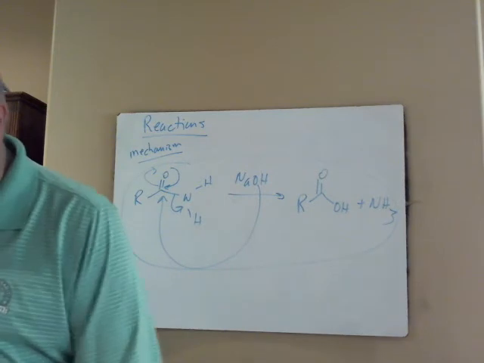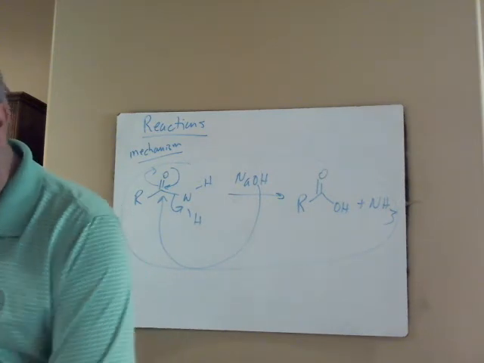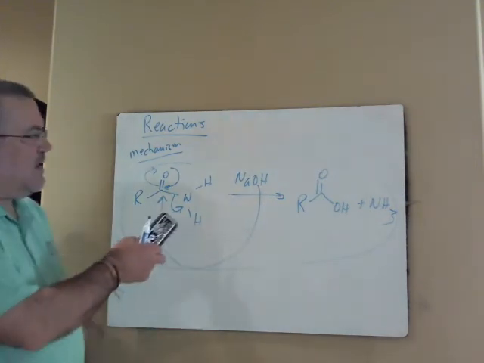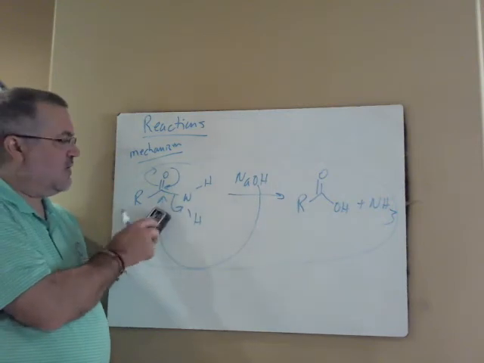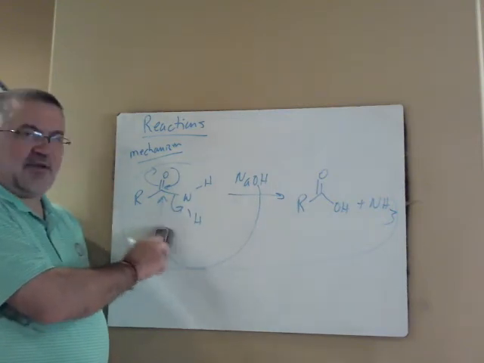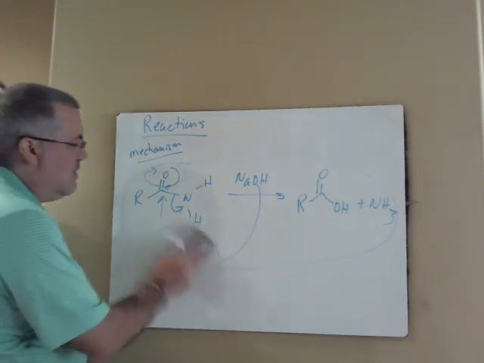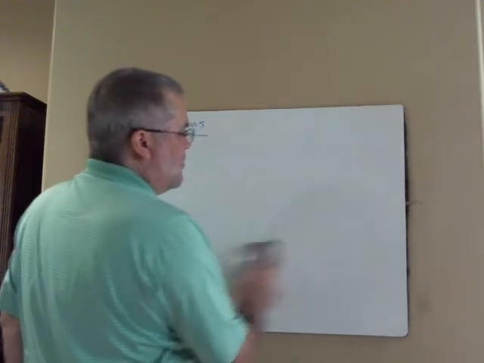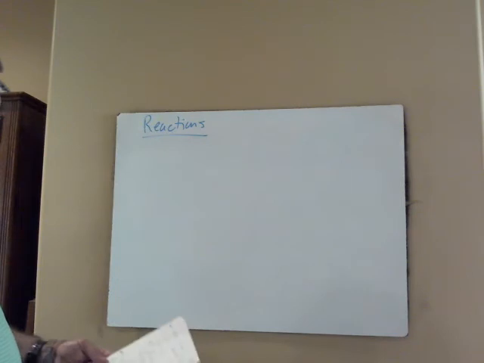Now, it can be possible, as you noticed when we went through that, if you use mildly basic conditions and use the right equivalencies, it is possible to stop at the amide, but that's not really a reaction that we're going to learn. Okay. So hydrolysis of nitriles gives you carboxylic acids.